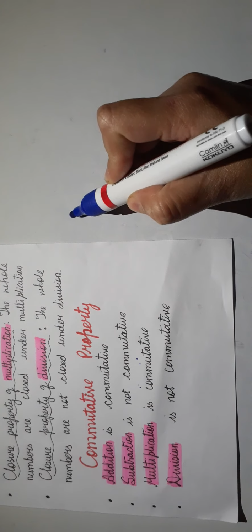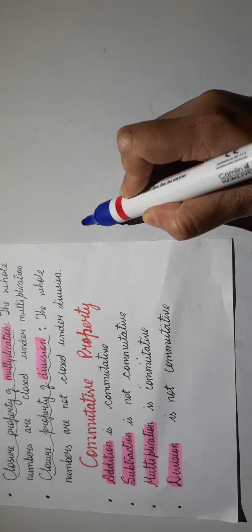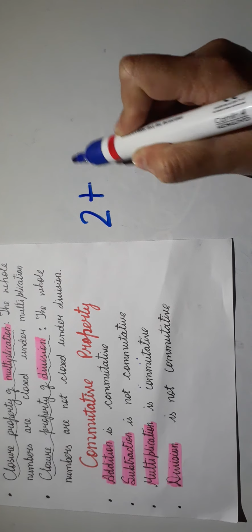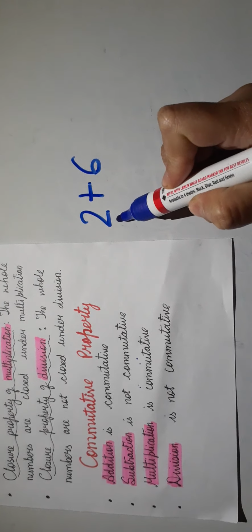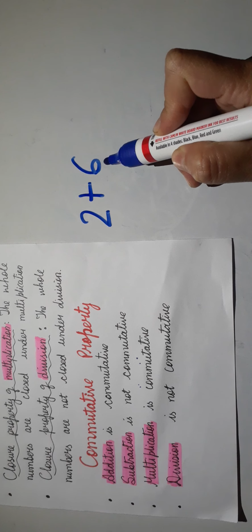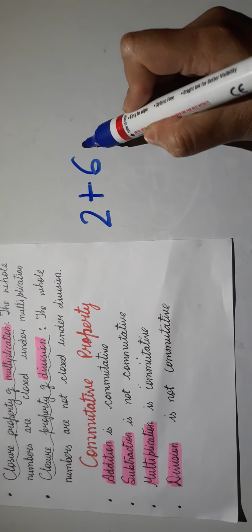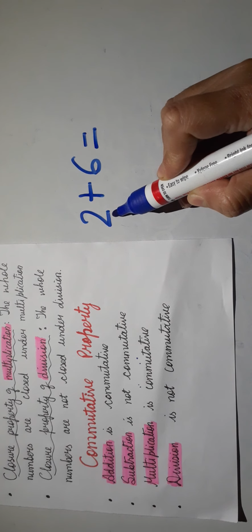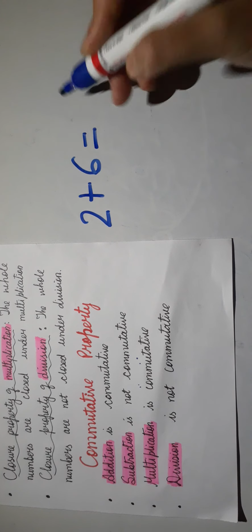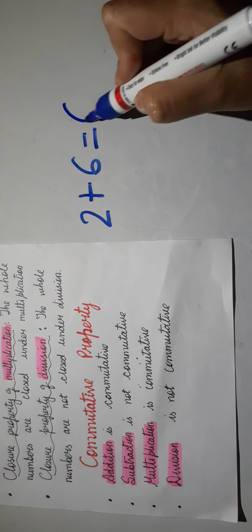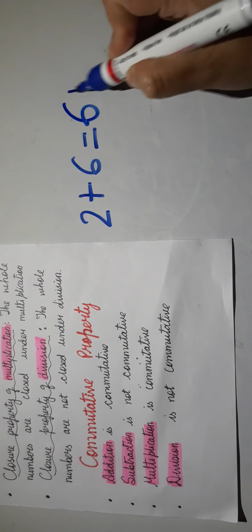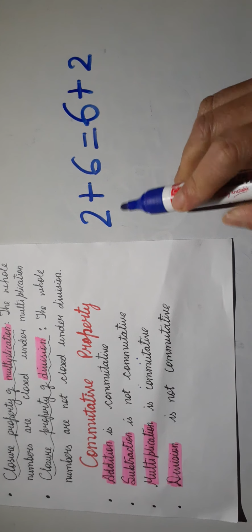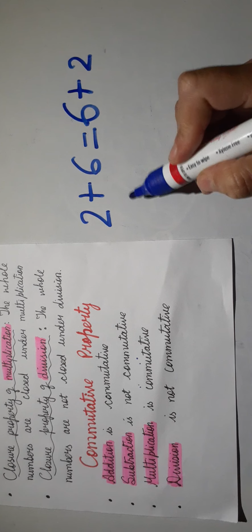Addition is commutative. What does this mean? Well, it means like this. Suppose now I have this number 2 and I want to plus with 6. 2 is a whole number and 6 is a whole number. Here the first number is 2 and the second number is 6. Now I will put the first number as 6 and the second number as 2. Let's see whether both sides are equal or not.